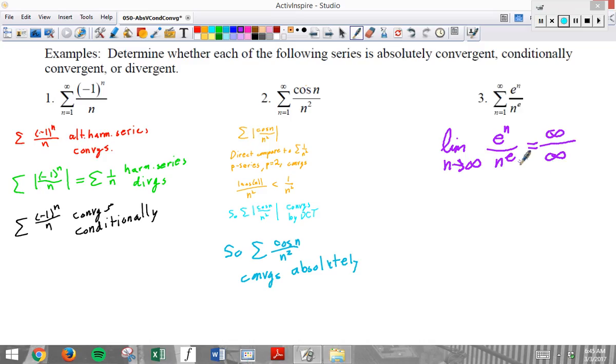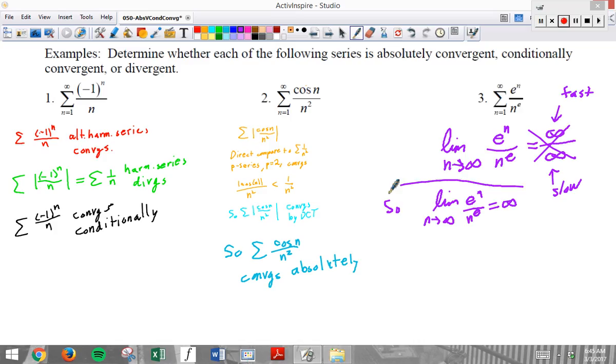But in fact, because this infinity is fast, and this infinity is slow, you actually know that this limit, as n goes to infinity, of e to the n over n equals infinity. So, diverges by the nth term test.